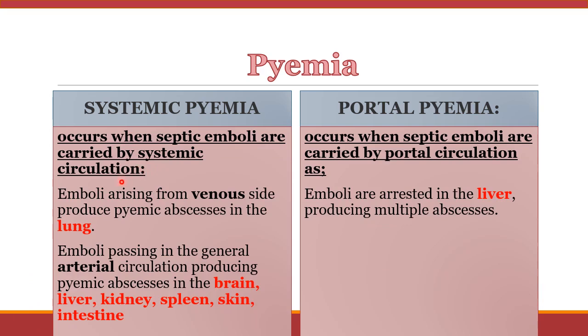So systemic pyemia, any emboli arising from the venous side will produce pyemic abscess in the lung. Any emboli that are arising in the arterial side, this includes the lung itself and the left side of the heart, will be distributed all over the body and give pyemic abscess to brain, liver, kidney, or any other organ that is receiving arterial circulation. If the emboli are in the portal circulation, they will be stuck or arrested in the liver, producing here the multiple pyemic abscess.